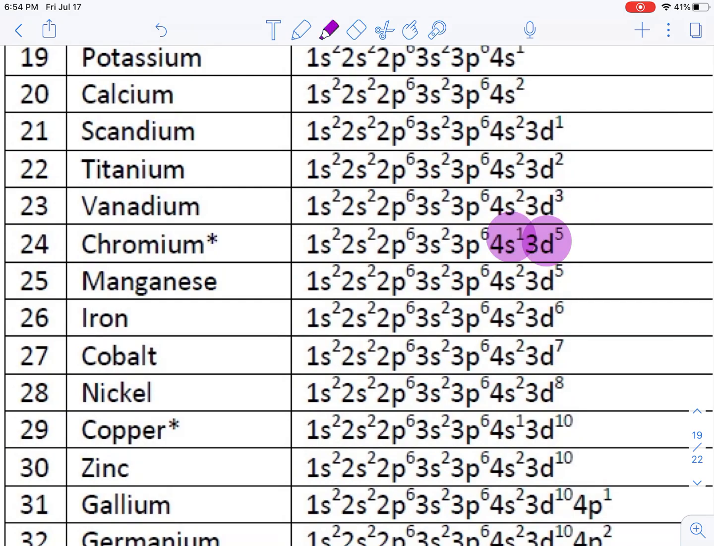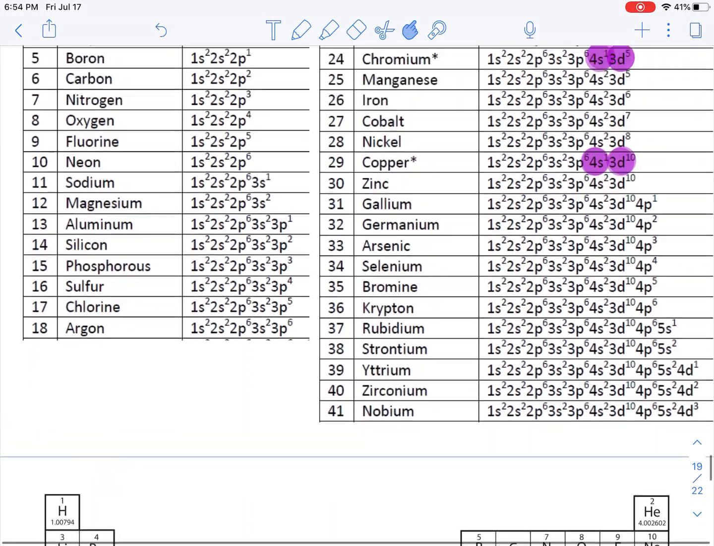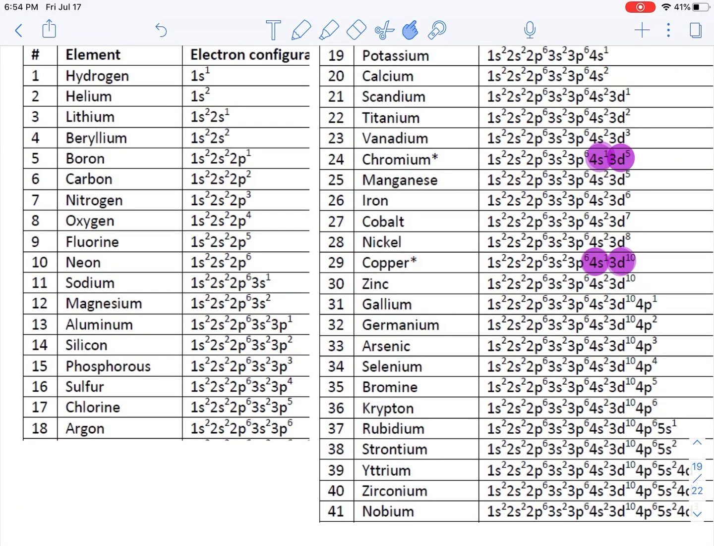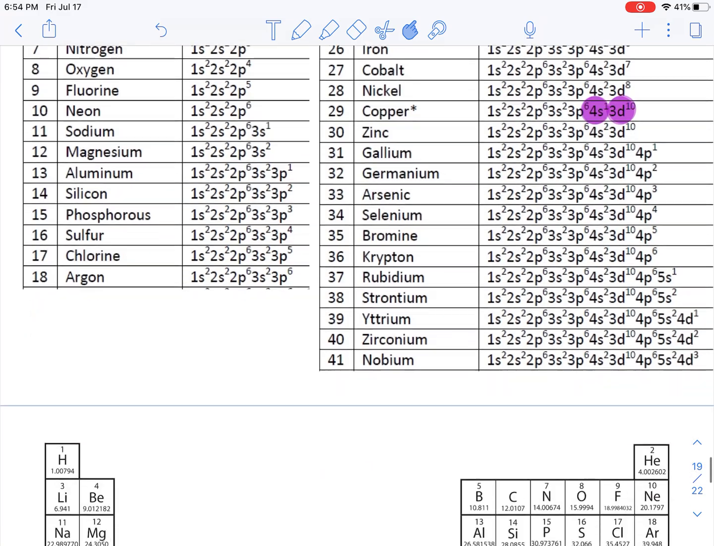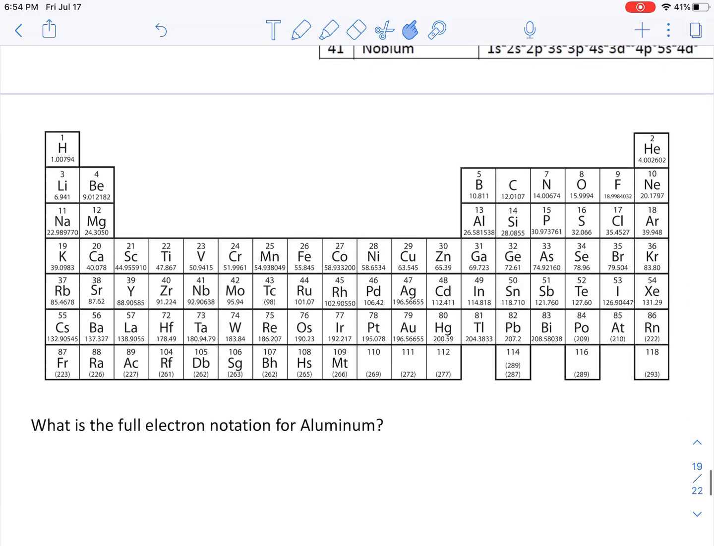has one that's out of order. So chromium here has one that's S1 and D5 when it really should be 2 and 4. Copper is S1 and D10 when it really should be 2 and 9 there. What's up with that? Well, maybe we'll talk about that in a later lesson, but like a lot of things in science, you come up with a rule and then there are always exceptions to that rule.